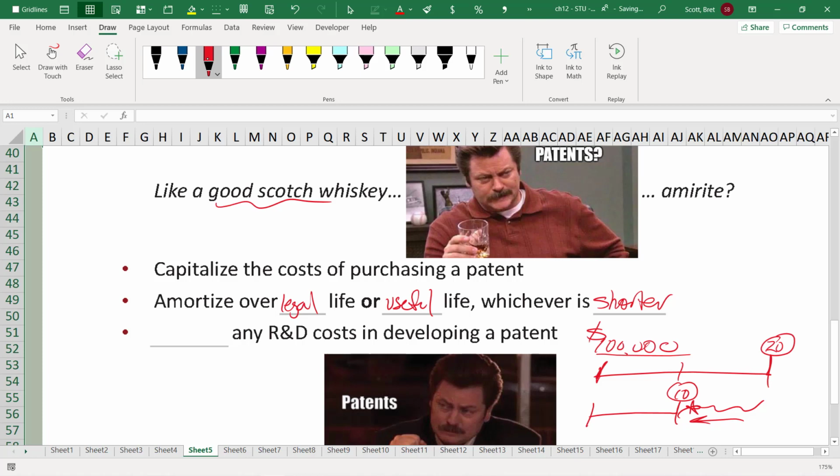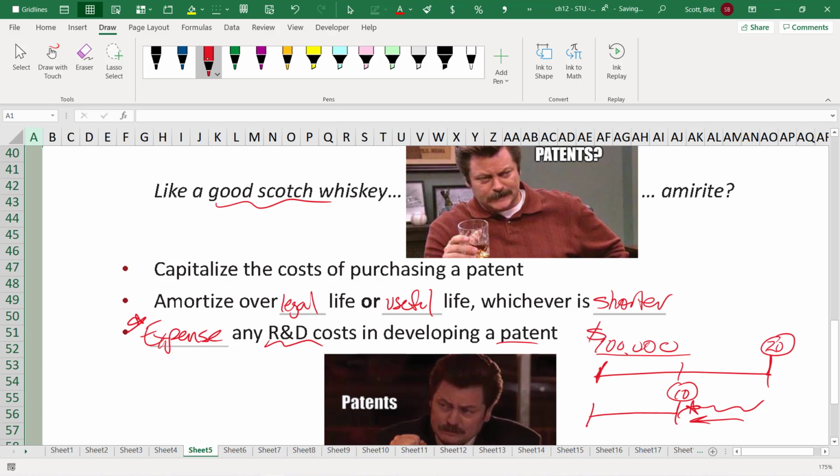We want to expense, and this is a key feature here, any research and development costs that were incurred in developing the product or the technology. And it says developing a patent. It's the patented technology that we're trying to protect, right? So if we come up with a new product or a new way of doing things, the process in discovering that new technology cannot be capitalized.